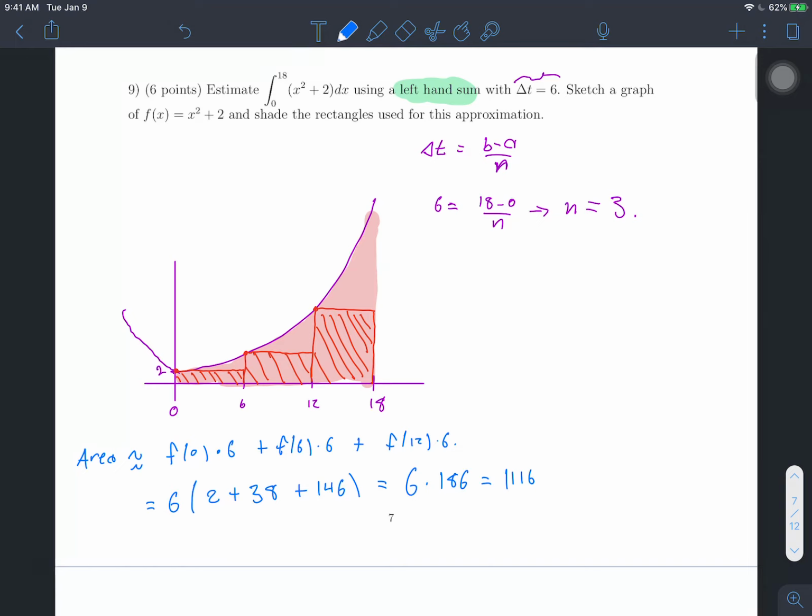Okay, so there was one tricky thing about this, which was that rather than telling us how many rectangles we were supposed to use, they told us what the width of each rectangle should be, which implicitly defined the number of rectangles we are using because of this formula, delta t equals b minus a over n. Usually they give us b and a and n and ask us to figure out what delta t is. In this case, we had to figure out what n was, which is really just for the purposes of making the drawing.